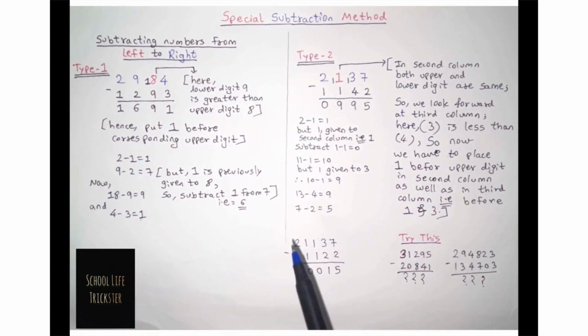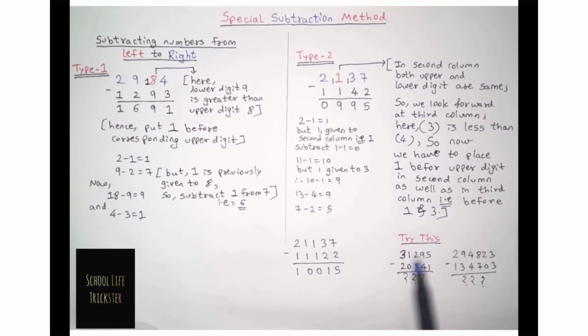In this question, we have the same digits, but the next digit is also greater than the lower digit. So we don't have to take any carryover here. So the answer will be 2 minus 1 is 1, 1 minus 1 is 0, 1 minus 1 is 0, 3 minus 2 is 1, 7 minus 2 is 5. Now try this.